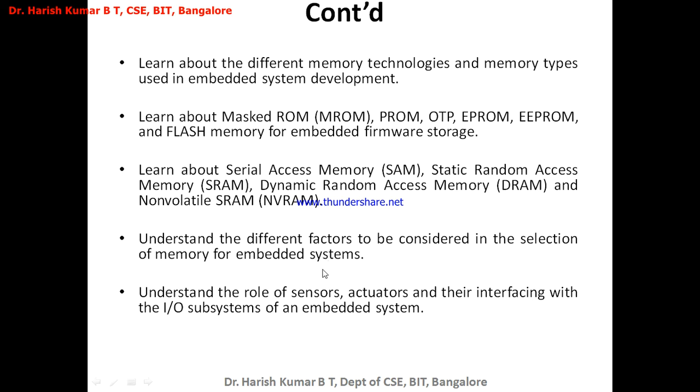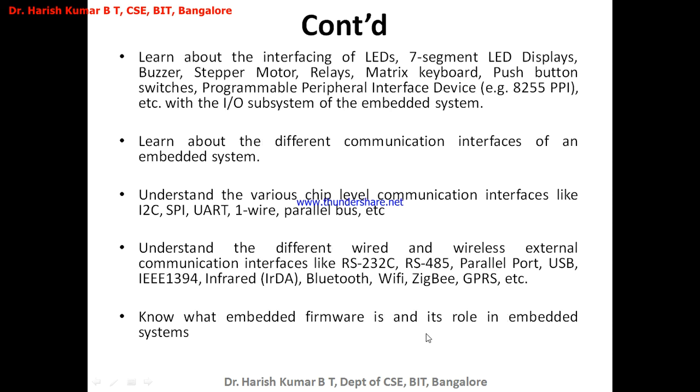So that is what you'll be learning in this chapter. And then you understand the role of the sensors, actuators, and their interfacing with the I/O subsystem of an embedded system. As I already told, sensors are always connected to the input ports of the embedded system, and actuators are always connected to the output ports of the embedded system. Sensor senses the input data and gives it to the embedded system. Embedded system processes the data, manipulates the data, and produces the output to the users through the actuators. And we're going to discuss more about the sensors and the actuators in this chapter.